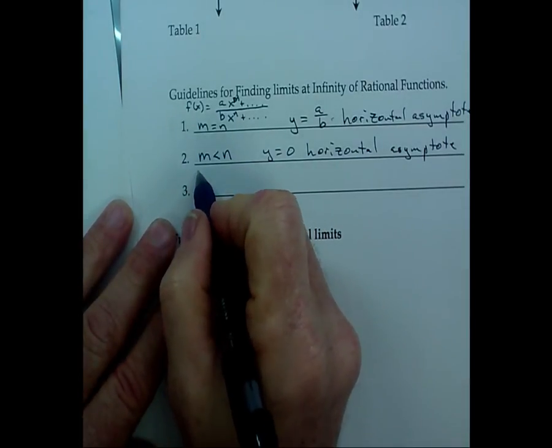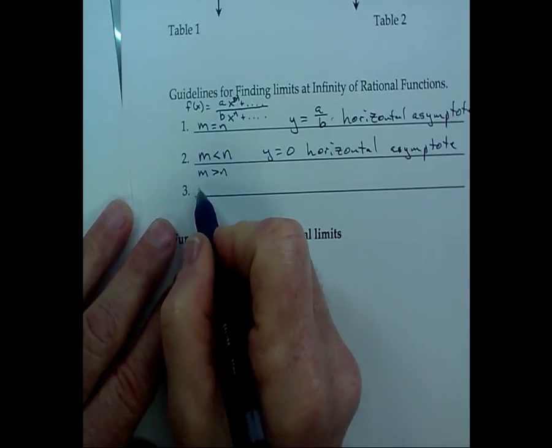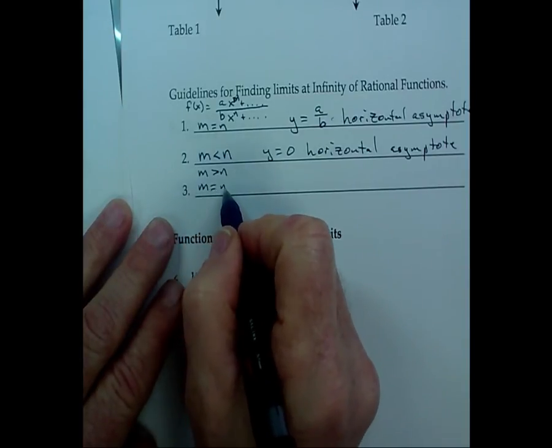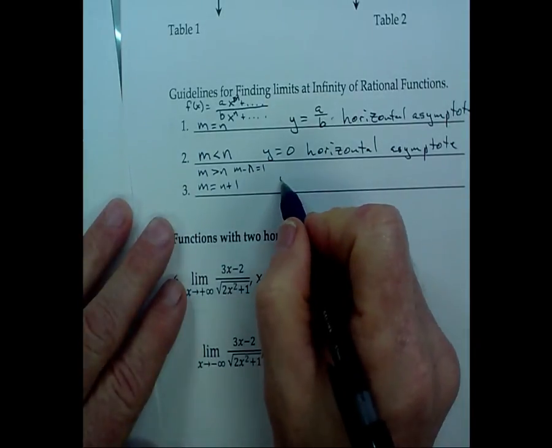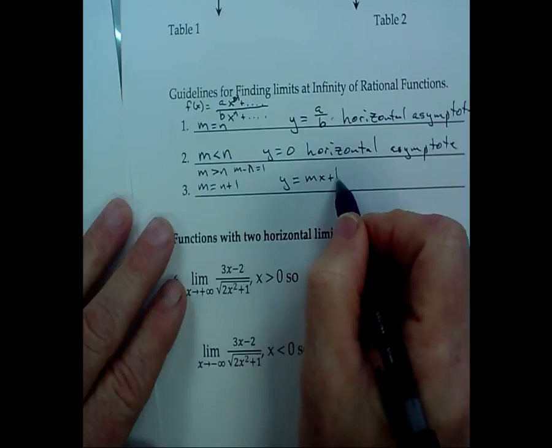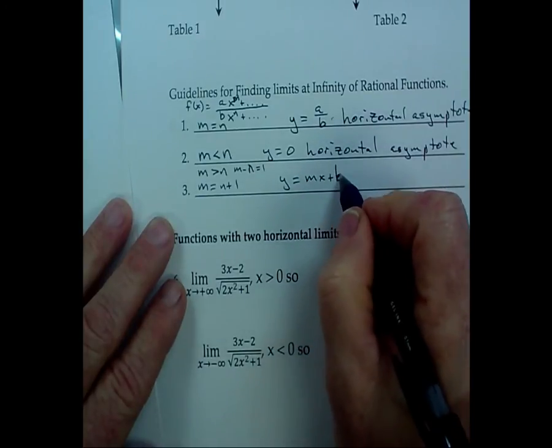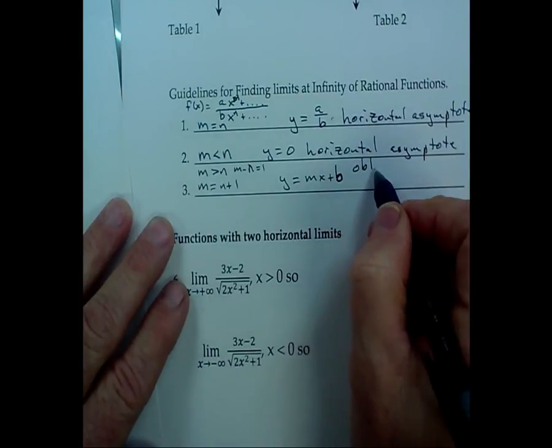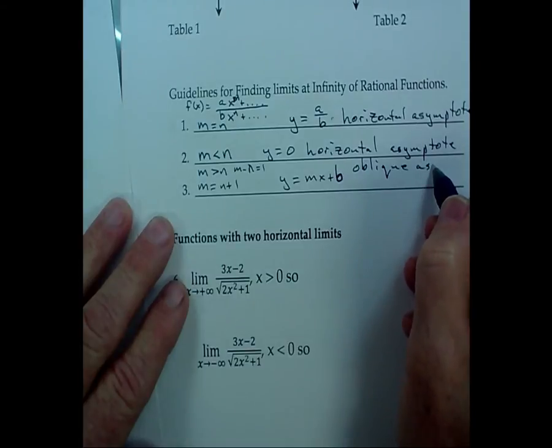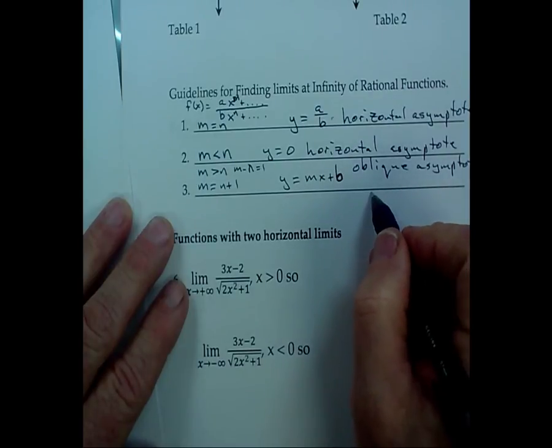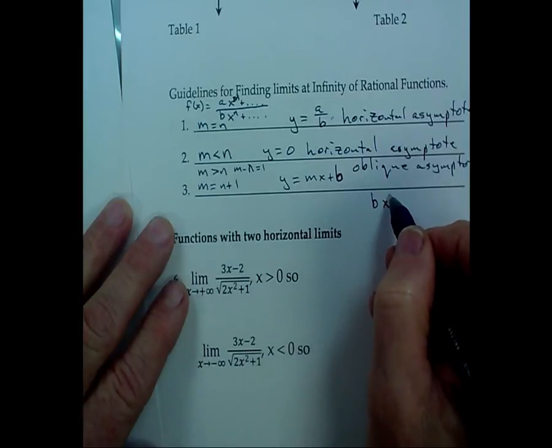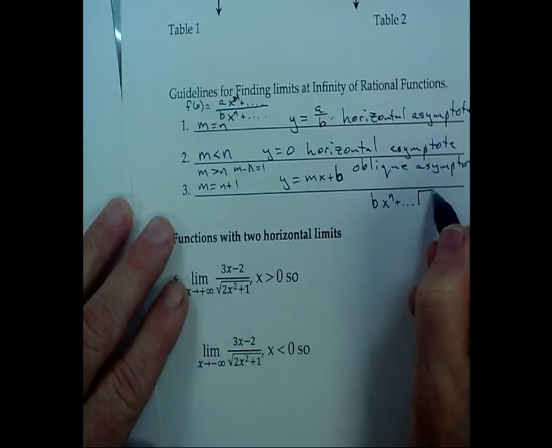If I have m greater than n, so that m equals n plus 1, so there's a difference of 1. You can think of it also like this, m minus n equals 1. Then y equals mx plus b is the oblique asymptote. And to figure that out, you're going to take bx to the n plus dot dot dot and divide it into ax to the m plus dot dot dot, and you're going to get mx plus b.